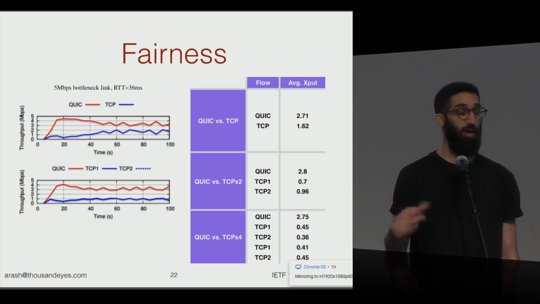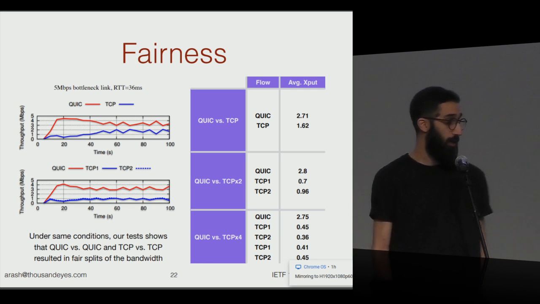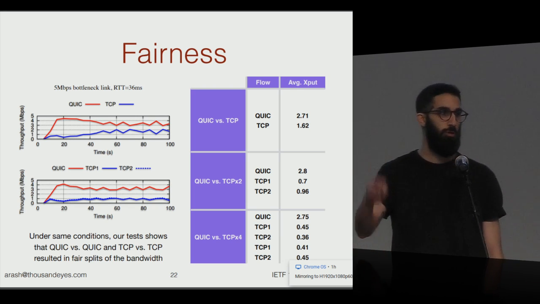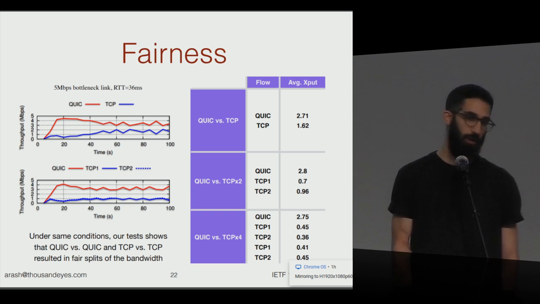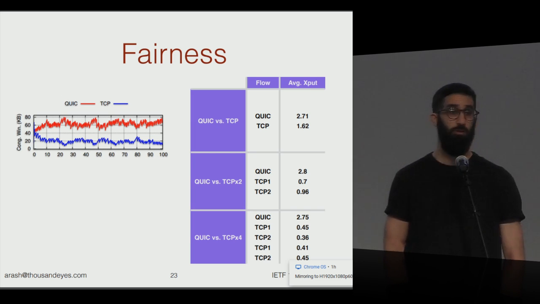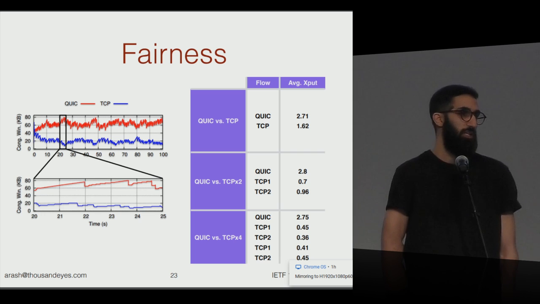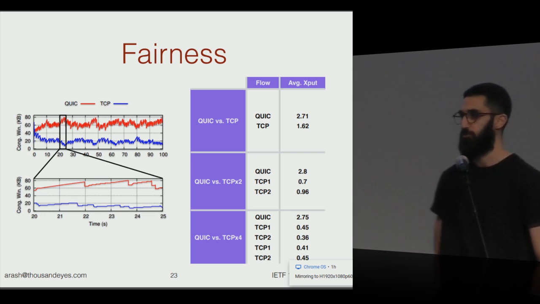And to make sure this is not our environment, we made Quick compete with Quick, and things were fair. TCP competing with TCP, everything was fair. But when the two protocols were competing with each other, Quick was not being fair to TCP. We wanted to dig in a little bit deeper. So here I have the congestion window size for the two protocols. In this example, they're both using Cubic. And as you can see, they start from the same congestion window size, but Quick increases its congestion window and takes an unfair share of the bandwidth and causes TCP to basically slow down. And to zoom in, you can see that Quick is way more aggressively increasing its congestion window.